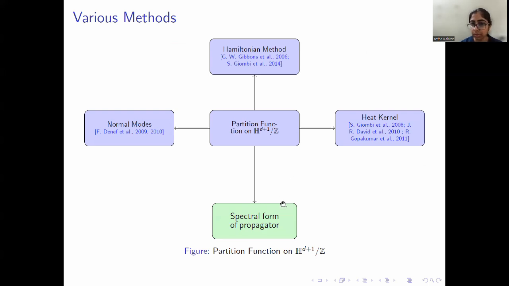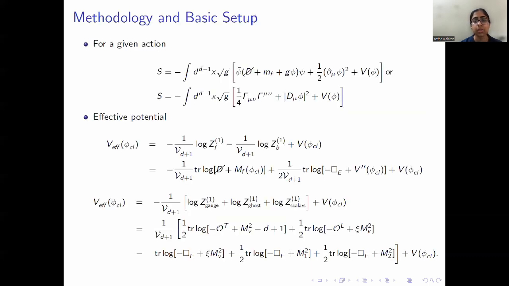We have given a new method which uses the spectral form of the propagator and very nicely amalgamates both zero and finite temperature calculations. So the basic setup involves writing the effective potential in terms of, say, the fermionic and the bosonic partition functions. For example, for a theory like the Yukawa theory, or for scalar QED, we can write this in terms of the gauge, the ghost, and the scalar determinants.